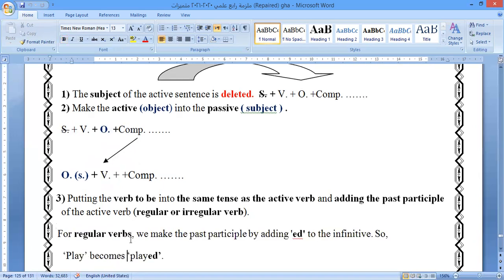So number 3, after deleting the subject, after putting the object at the beginning of our sentence as a new subject for the passive voice, بس حولته، شنو اللي راح يكون عندي next؟ الخطوة اللي بعدها شنو اللي راح يكون عندي الخطوة التالية؟ راح يكون عندي هذا الأوبجكت نفسه حولته putting the verb to be، أحتاج الverb to be مالتي into the same tense as the active، يعني حسب زمن الجملة كان present استخدم is am are. كان الزمن مالتي past استخدم was were.